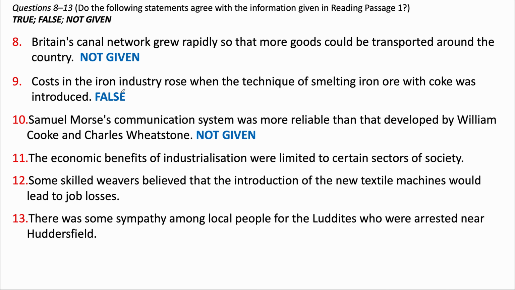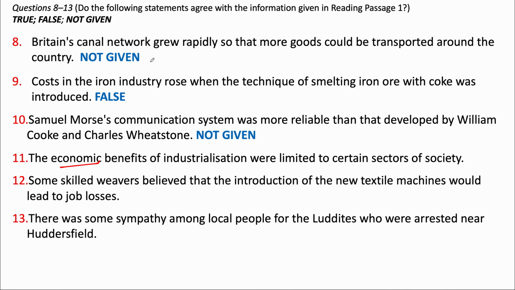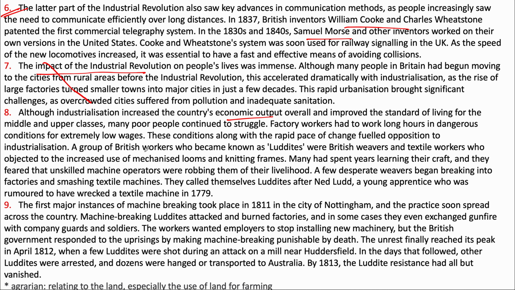The question mentions economic benefits. This is where we found the answer to the 10th question in the 6th paragraph. Economic output is mentioned at the beginning of the 8th paragraph. So we can skip the 7th paragraph. The 7th paragraph mentions impact of industrial revolution. The question mentions economic benefits. Impacts could be benefits. But because economic is mentioned in the 8th paragraph, we look for the answer in the 8th paragraph first. If we don't find it there, then we'll start looking in the 7th paragraph.